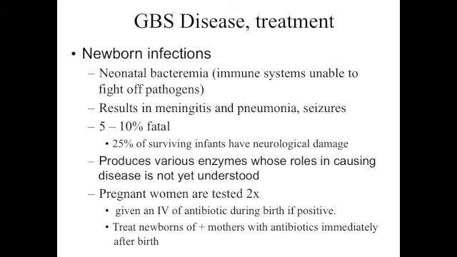So the strep can grow very, very quickly in their bloodstream. And the result is that that bacteria can cause meningitis, which is an inflammation of the meninges in the brain, and pneumonia, infection in the lungs. And this loss of oxygen and this brain inflammation can lead to seizures. And we're talking about seizures within the first few hours to days of life.